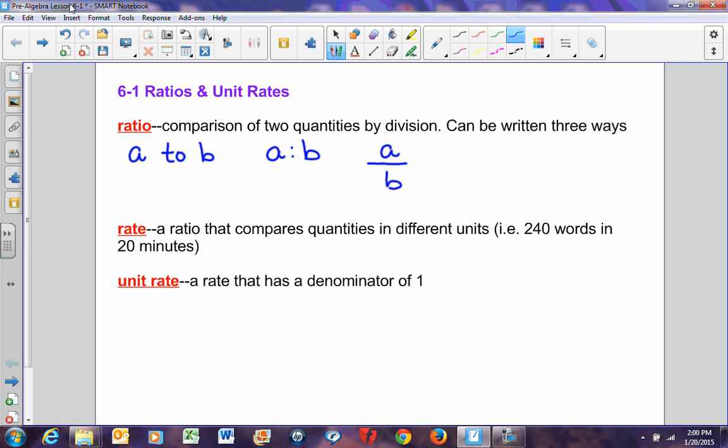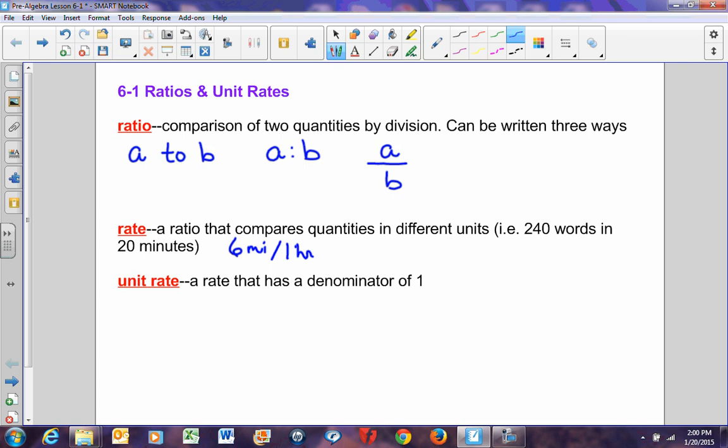A rate is a ratio that compares quantities of different units. For example, 250 words in 20 minutes, or 6 miles per 1 hour. Okay. It's a ratio that compares quantities in different units.